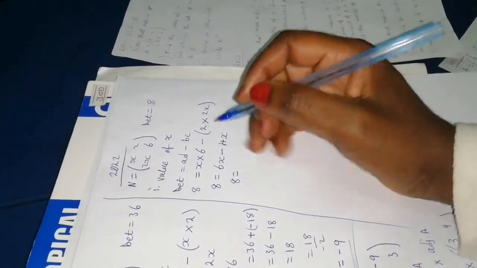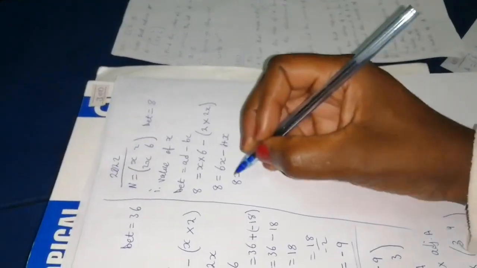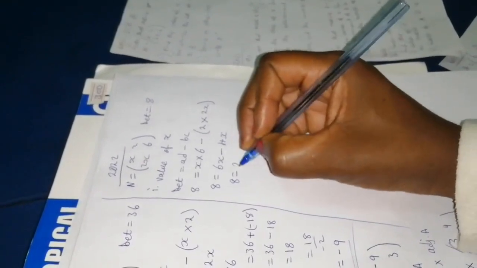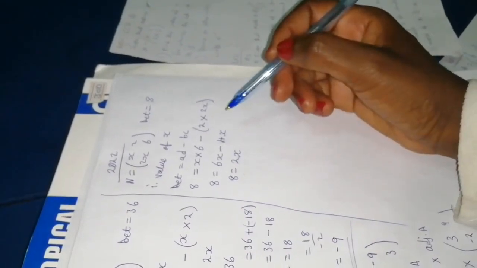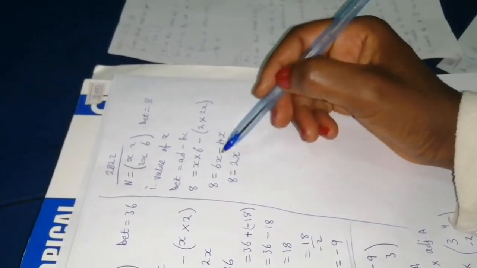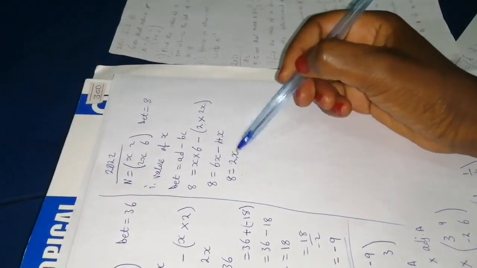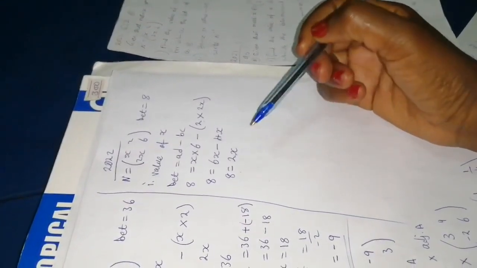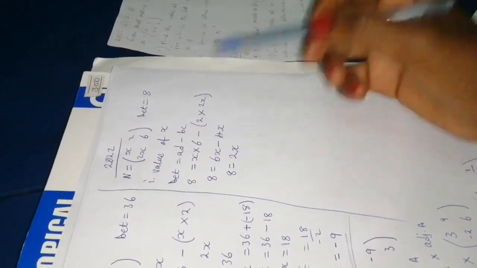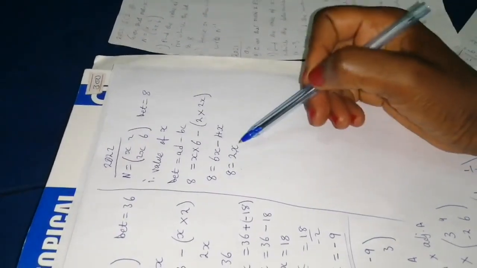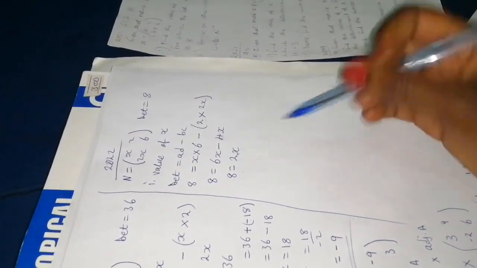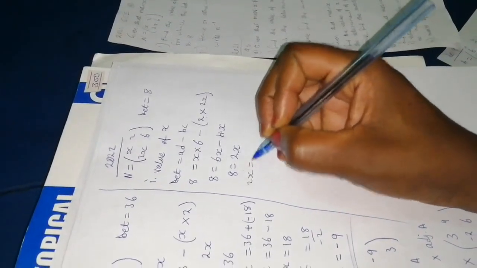So 6x and 4x are like terms, therefore we can subtract. So 6 minus 4 is 2. Then bring down the variable the way it is. When you're adding or subtracting, the power of the variable doesn't change, just bring it the way it is. If it was x squared, you bring it x squared. X to the power 3, you bring it x to the power 3. So in this case, it's just x. So it's simply 2x. So we have 2x equals 8.